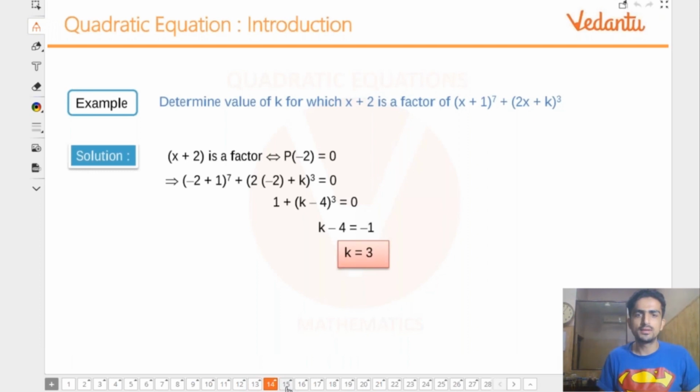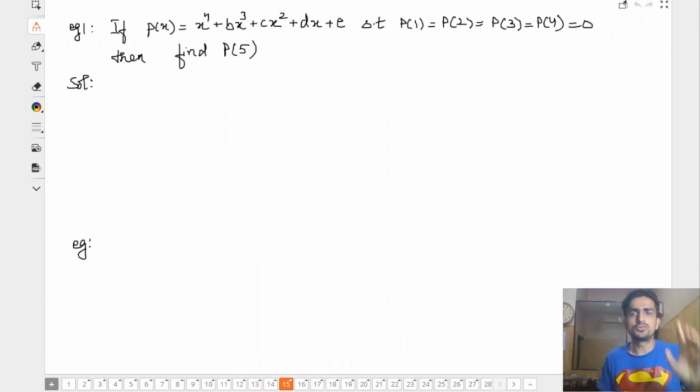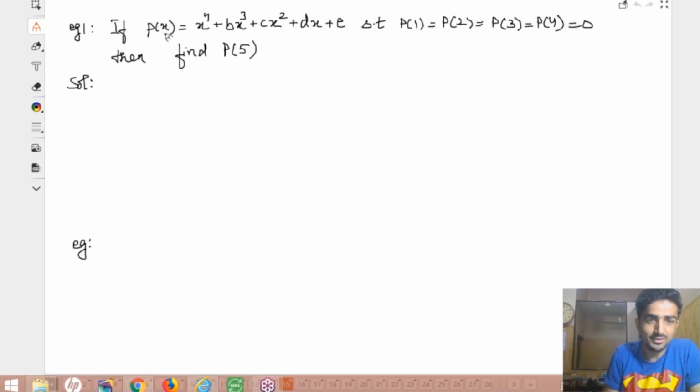Now, guys, do this question. I give you a hint first of all. Hint is, if x equal to a is root, then x minus a must be factor. Understand this question so that you may be able to do the next question.